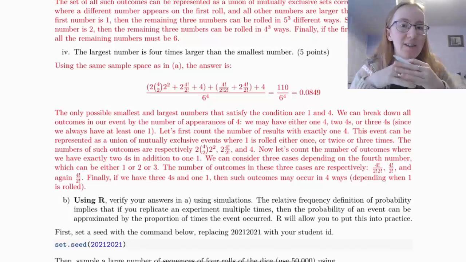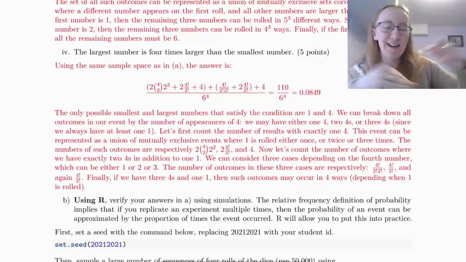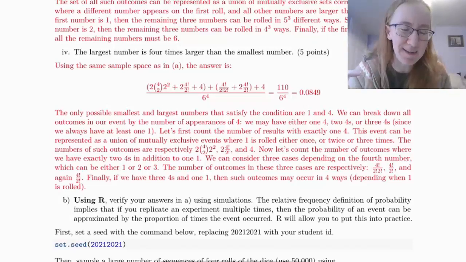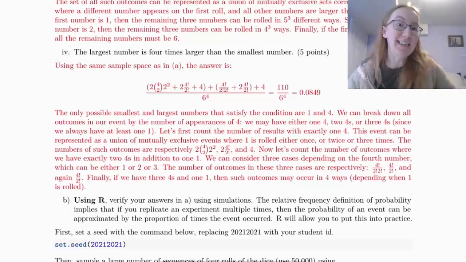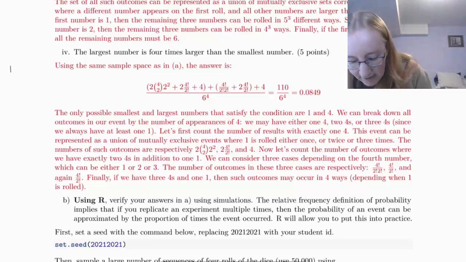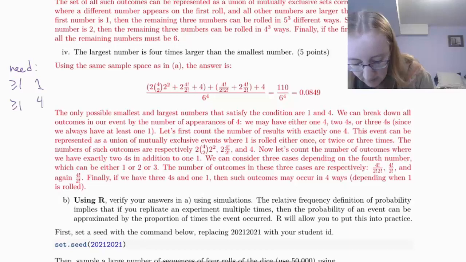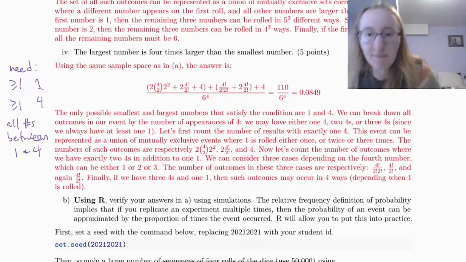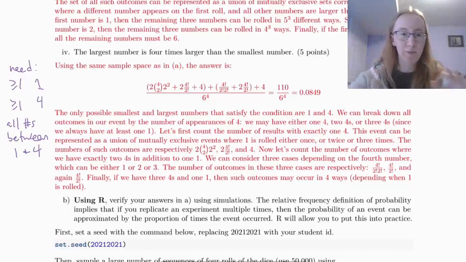Right? Because there's no other numbers between 1 and 6 where one is 4 times the other. If we had like a D20, then it would be a much more complicated question. But just to note on the side, we need at least one 1, we need at least one 4, and we need all numbers between 1 and 4. So that's complicated, right?